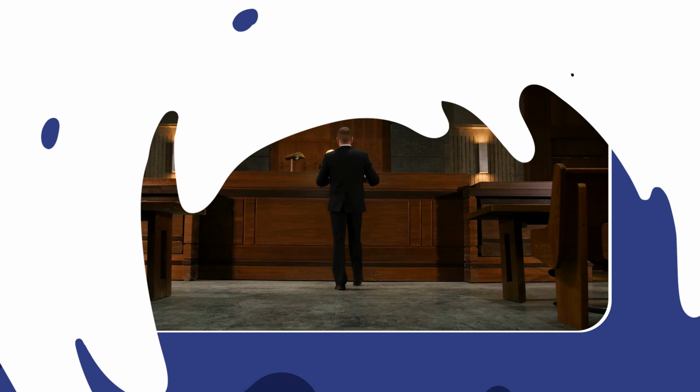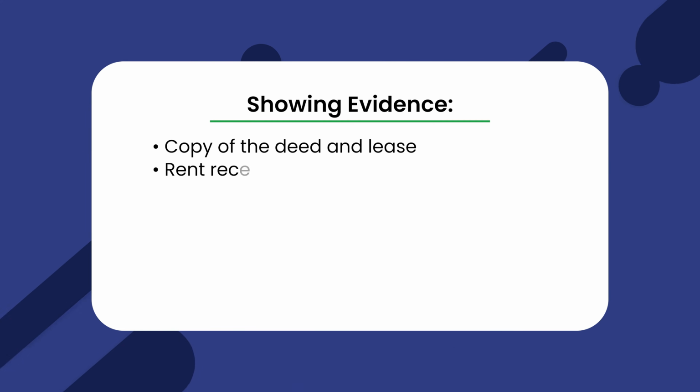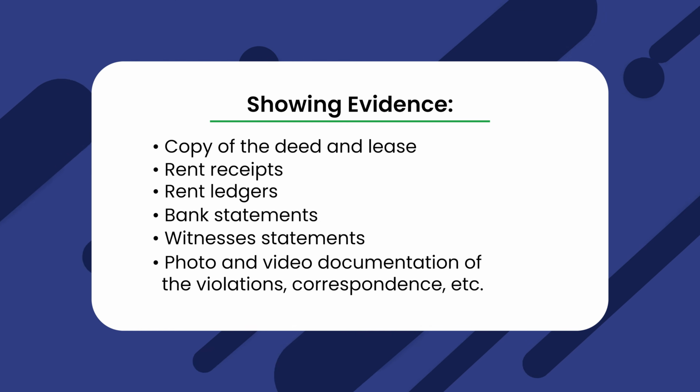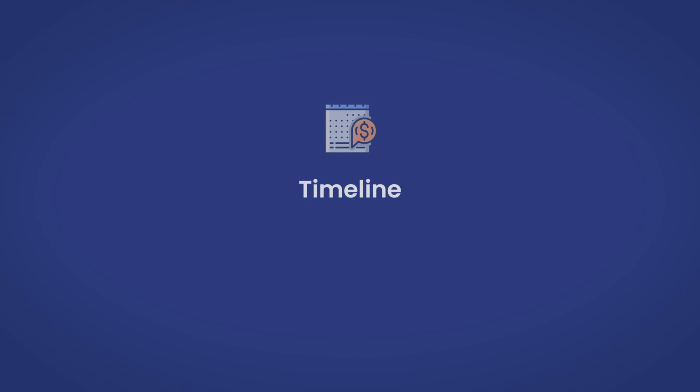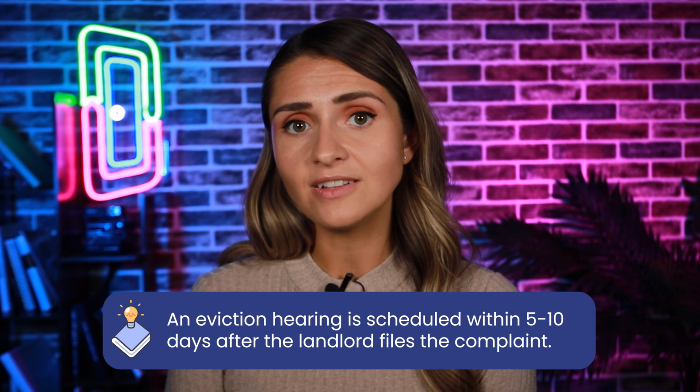Next procedure if the tenant disagreed and filed an answer. In an Oklahoma eviction process, the tenant is not required to file an answer, but they may do so if they wish. During the court hearing, the landlord has to support their forcible entry and detainer action with evidence and show it to the judge. This includes, but is not limited to, the following: copy of the deed and the lease and rental agreement, rent receipts, rent ledgers, bank statements, witness statements, photo and video documentation of the violations committed by the tenant. Timeline. An eviction hearing is scheduled within 5 to 10 days after the landlord files the complaint. The tenant has 3 days to request a new trial after the judgment is passed in favor of the landlord.